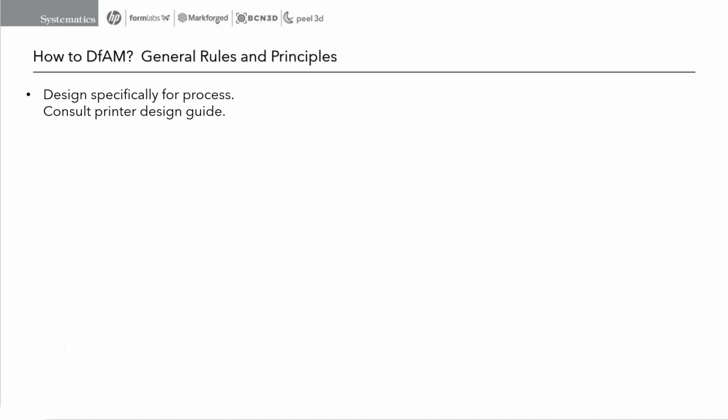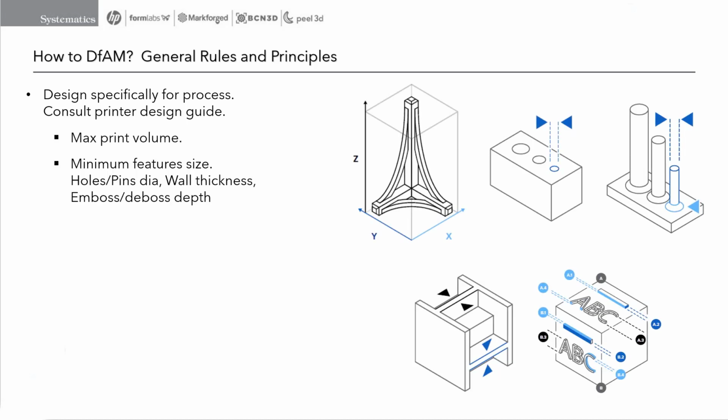The first subject is that we must know the capabilities of the equipment we are using for AM. Usually, equipment manufacturers publish a document that describes the performance envelope of the equipment. These documents are usually referred to as a design guide, because it contains important information that the designer should consider.